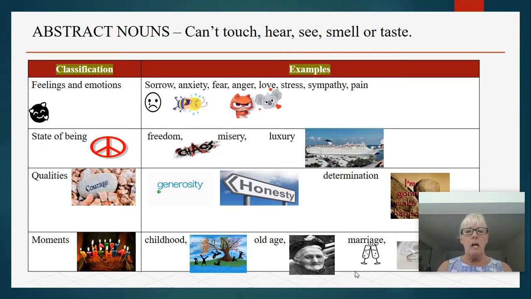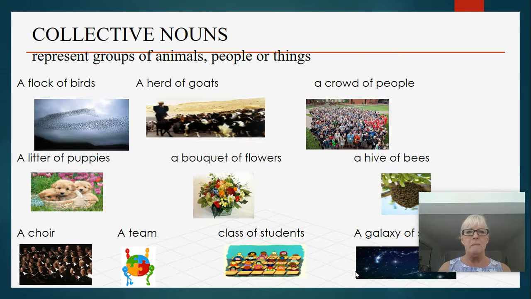They also are a state of being, like peace, chaos, luxury, misery. Qualities like honesty, generosity, courage, determination, and moments in time. Think about birth, childhood, old age, and marriage. All of those things are nouns. You can't hear them or see them or smell them, but they're abstract nouns. So try and do a little bit of work trying to learn some of those so that if you see them in the text, you can instantly talk about them if they're interesting.